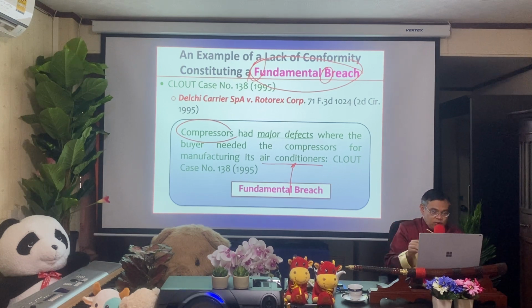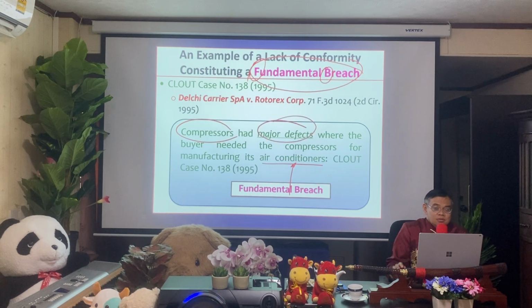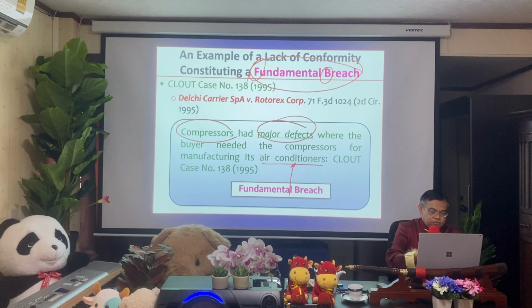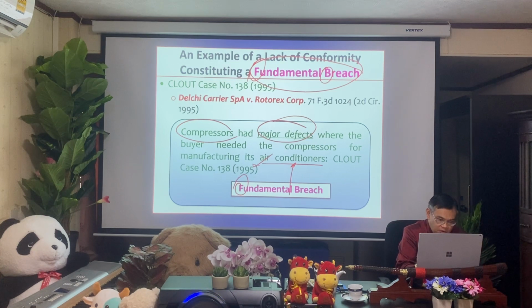In this case, the compressors had major defects. The compressors malfunctioned, and the pressure did not have the quality agreed upon by the parties, so that they could not be used for producing quality air conditioners. In this case, this lack of conformity was found to constitute an FB, or a fundamental breach, because the conditions set forth in Article 25 were fully fulfilled.